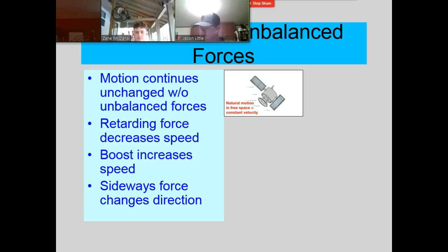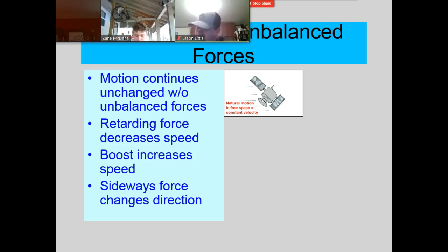Now, does that mean there's no forces acting on the plane? No, it doesn't. It means the net force is 0. Because, remember I said level flight, constant speed, straight line motion. The net force has to be 0 because it's not accelerating.